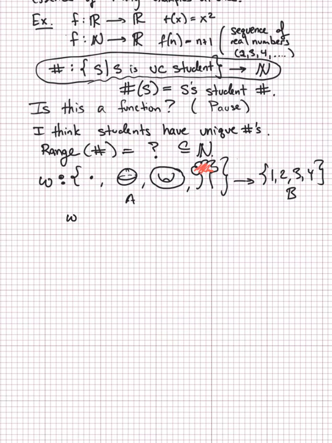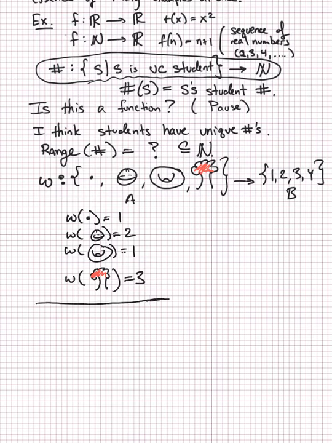Let's just say W of a point is 1. W of the sphere is 2. My donut goes to 1. And my tree, I don't know, goes to 3. Okay? So now you might question why I'm bothering to do this function, but why not?